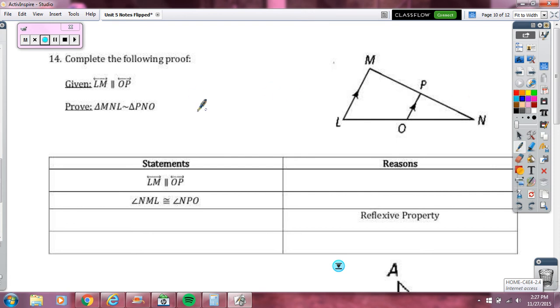Alrighty. So now we're up to our proofs. We're given some parallel lines and we want to prove that those two triangles are similar. Alright, so the first reason is going to be given. The next thing they tell me is that angle NML, which is this guy, is going to be the same as NPO, which is that guy. Cool. Those two would be my corresponding angles.